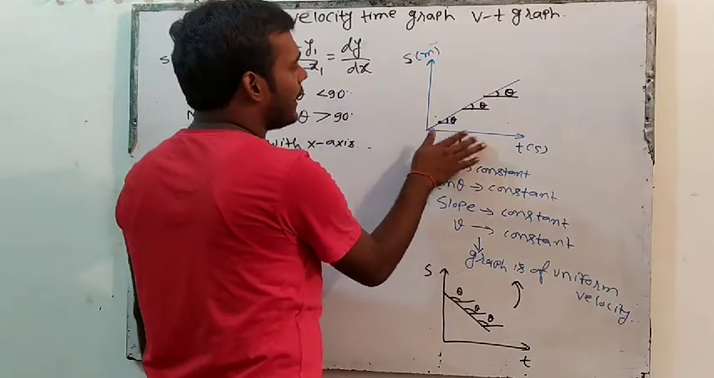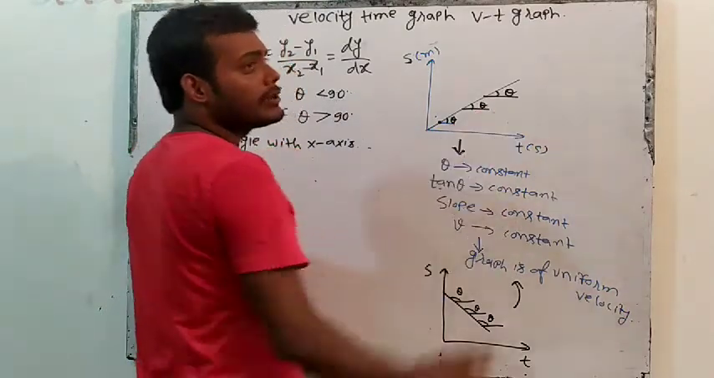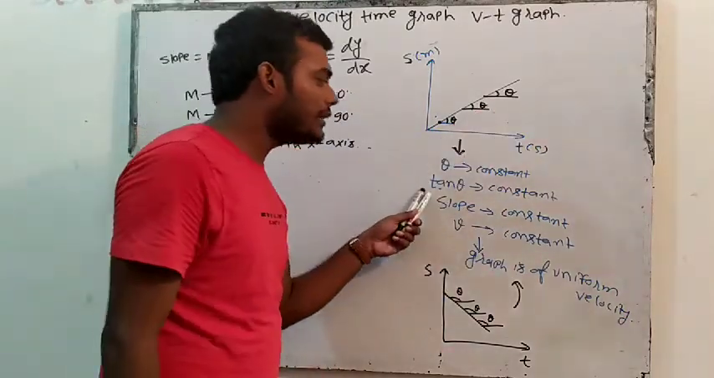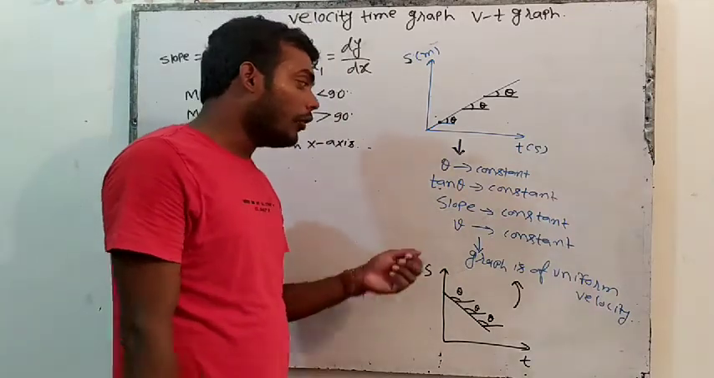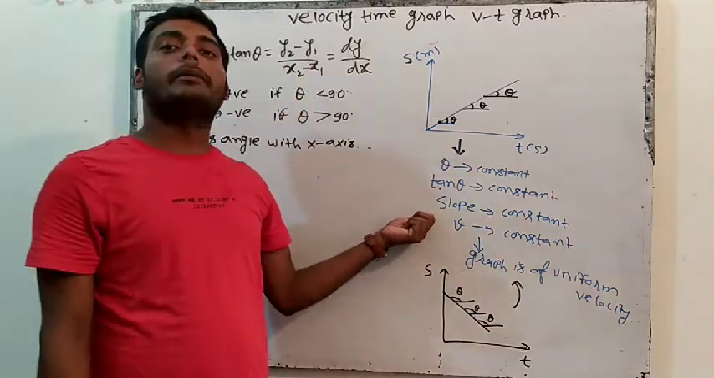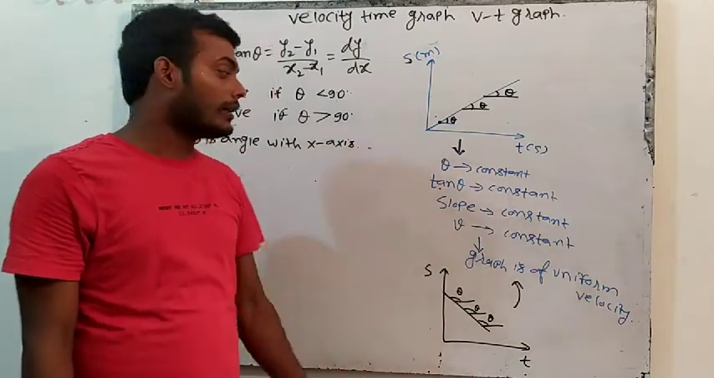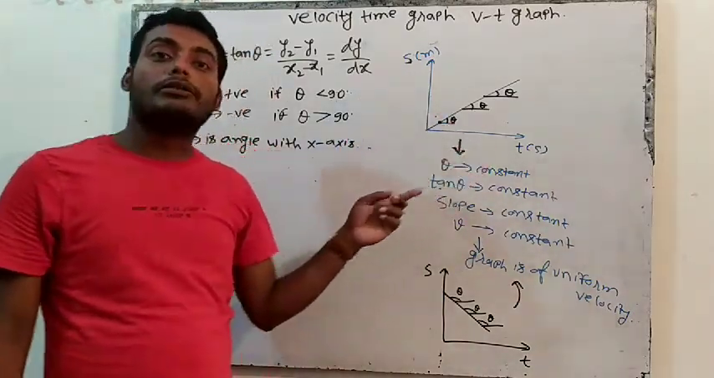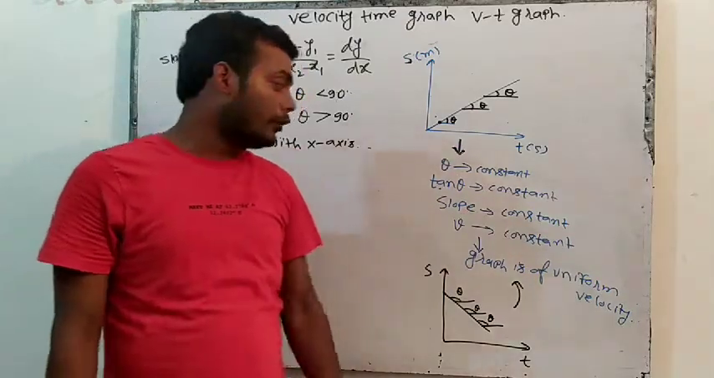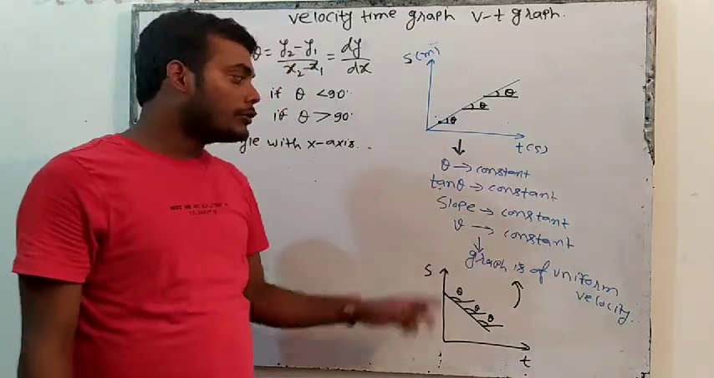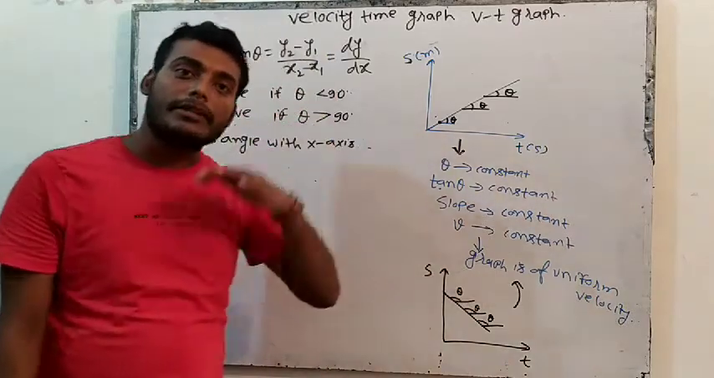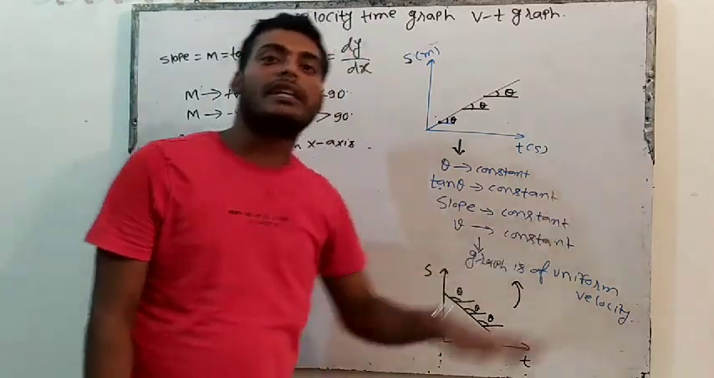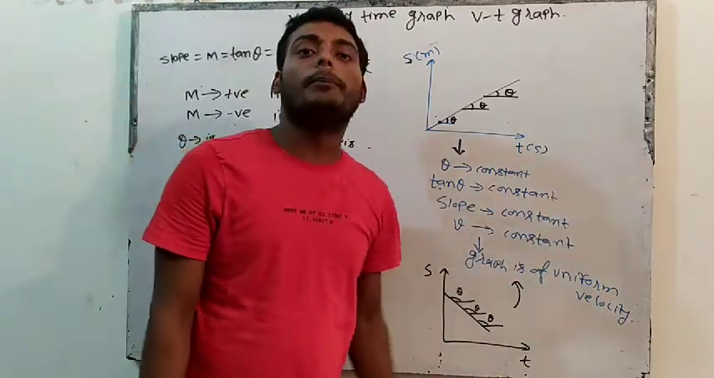In the displacement time graph here, see, theta is constant. If theta is constant, so tan theta will be constant, and we know tan theta is giving us information about slope, so slope will also be constant. And in the ST graph, displacement time graph, slope gives us information about velocity, so velocity will be constant. So if velocity is constant, that means the object is going with constant velocity. That means this is the graph of uniform velocity.